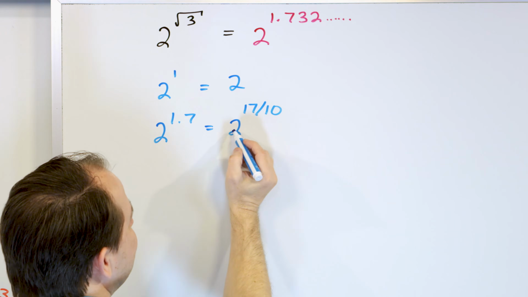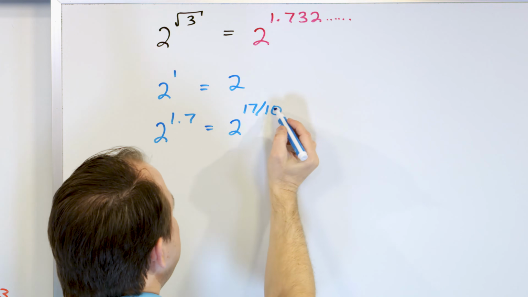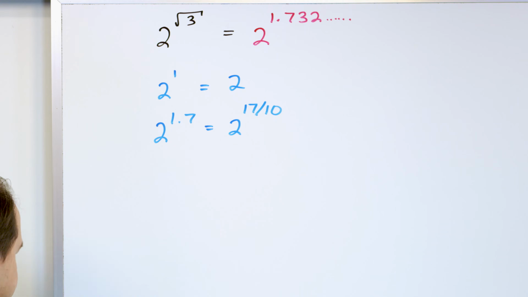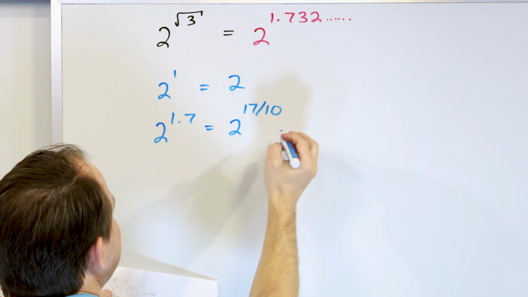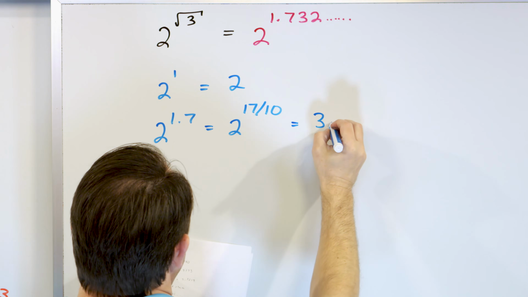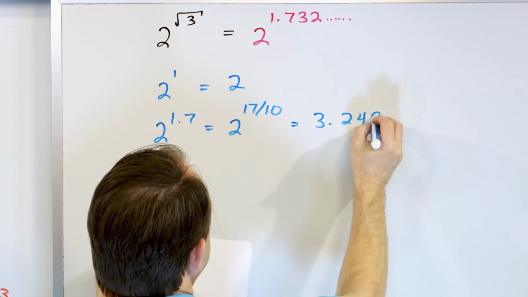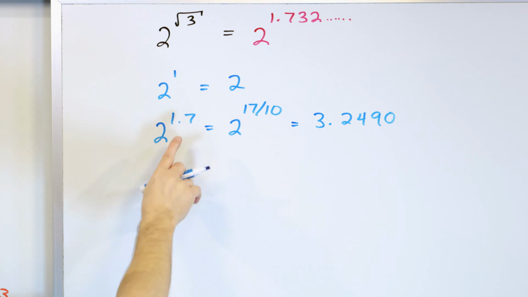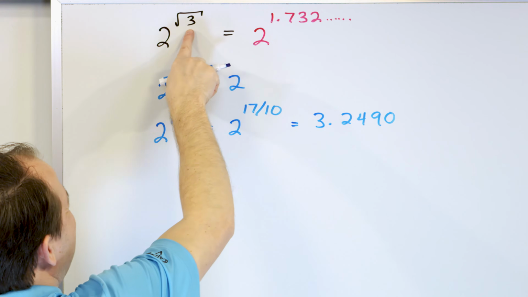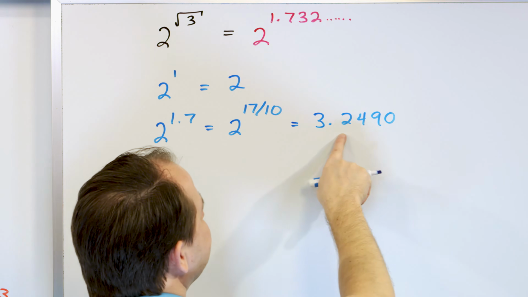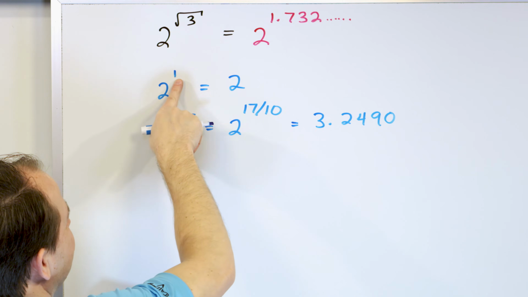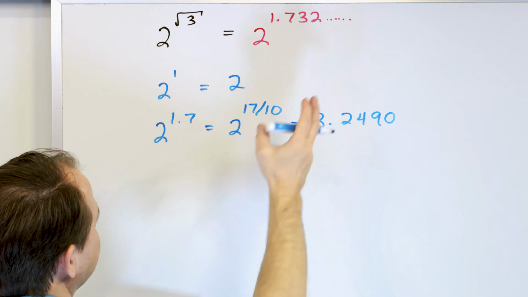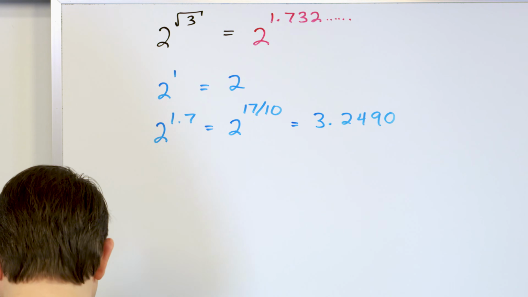Or you could say 2, take the 10th root of it, and then raise the result to the 17th power. So you can calculate this exactly. And if you did that, you would get 3.2490. So this number is a little bit closer to the actual square root of 3, and as a result, this number that you get is a little bit closer than our first approximation, which is really bad, because this was really not close at all, but it was where we started from, okay?